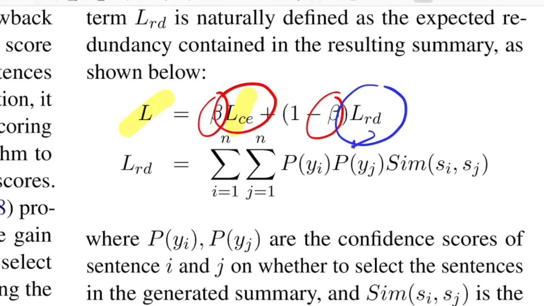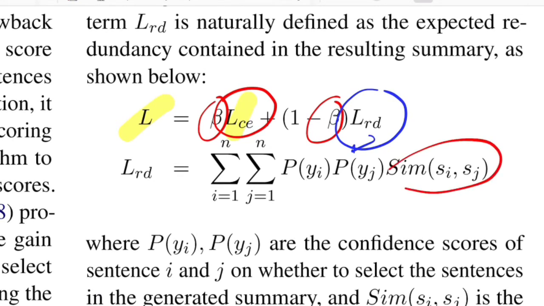So if you see the L_RD term, it calculates the similarity between all the pairs of sentences that you have, along with the likelihood values. So if two sentences are highly likely to be selected, but they also have a very high similarity, then you'll have a relatively higher loss compared to the case where you have sentences that have high likelihood but lower similarity. So yeah, that's what the L_RD term takes care of. Okay, moving forward.